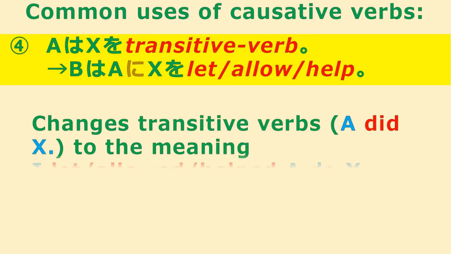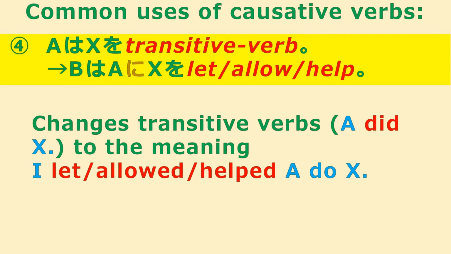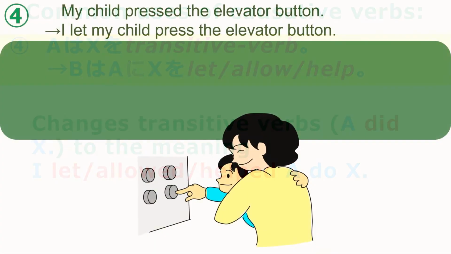A fourth common use of causative verbs is to change a transitive verb to the meaning I let or allowed or helped A do X.